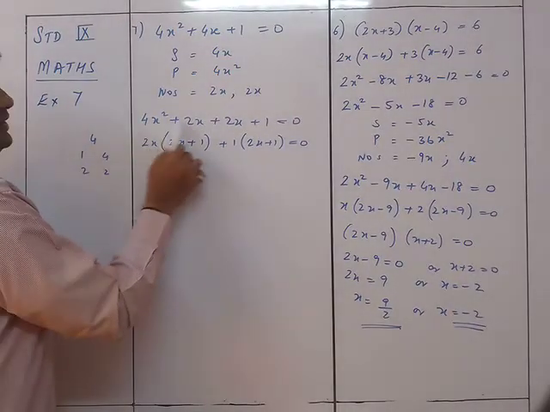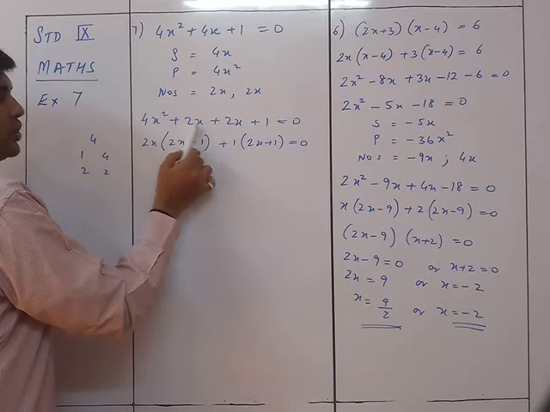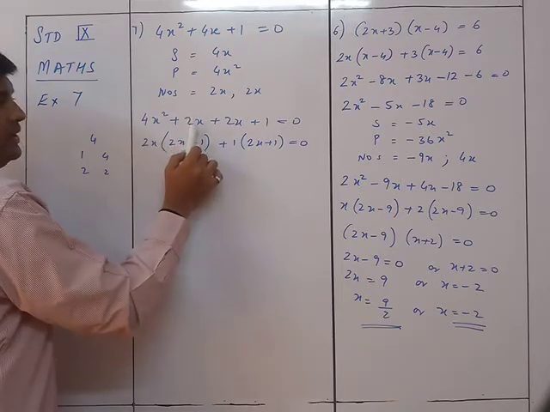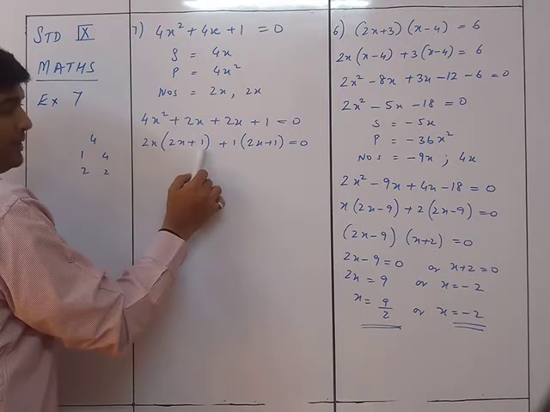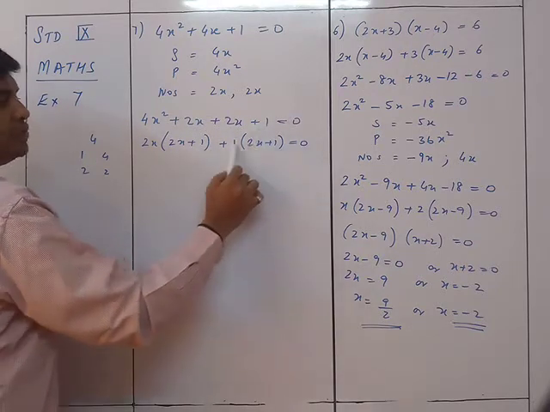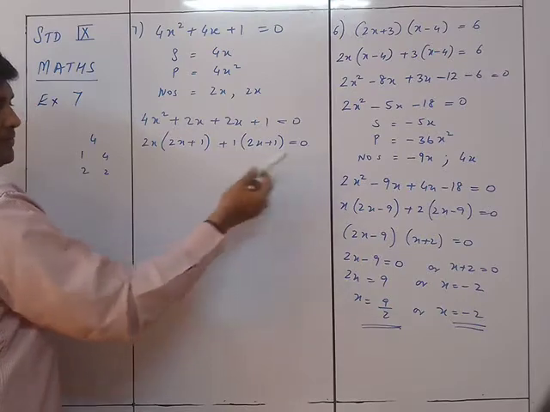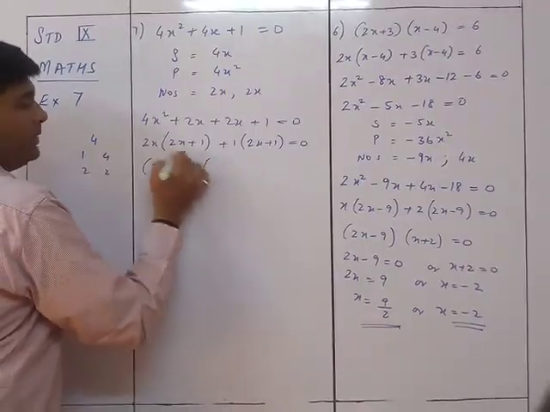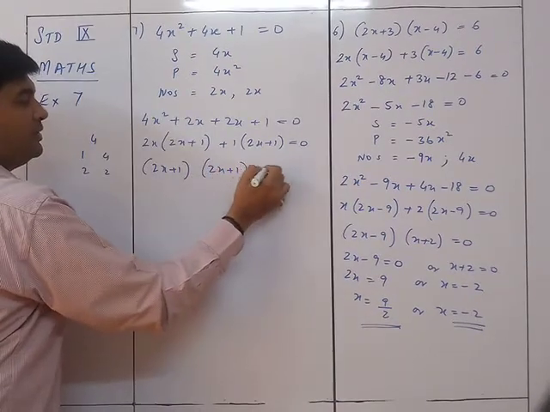Understood? Between these two, x was common and 2 was also common, so you get 2x over here. Dividing 4x² by 2x gives 2x, and 2x upon 2x gives 1. Here nothing is common, so 1 is common, so 2x + 1. The balance is also 2x + 1 = 0.